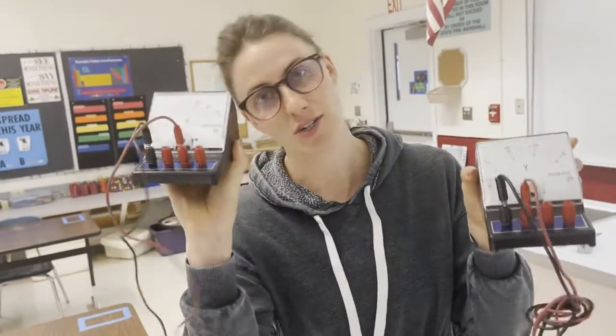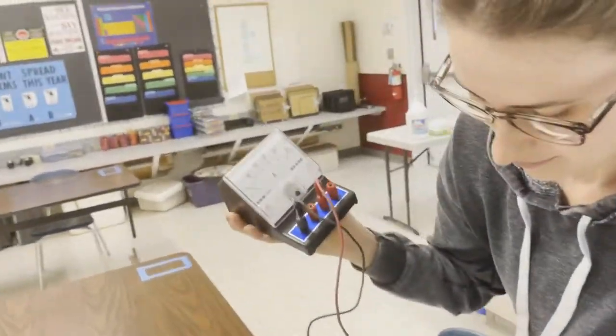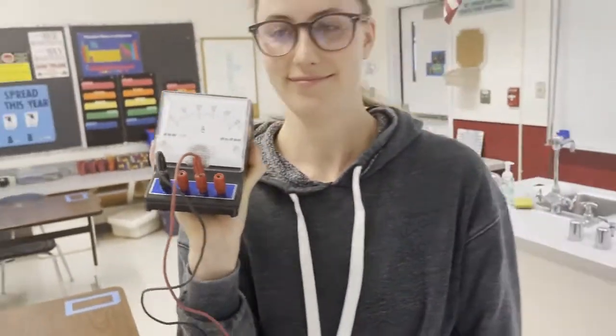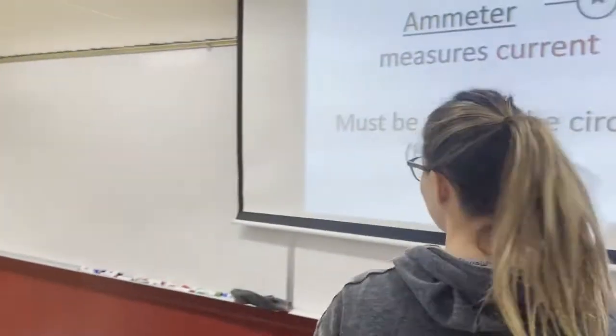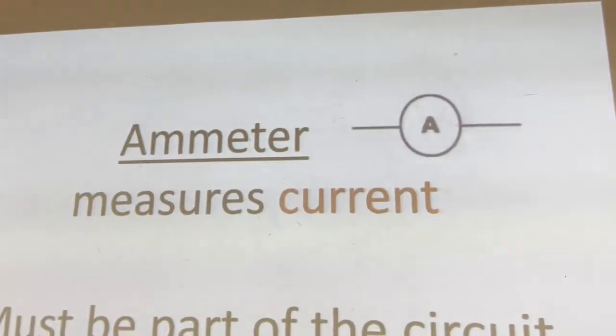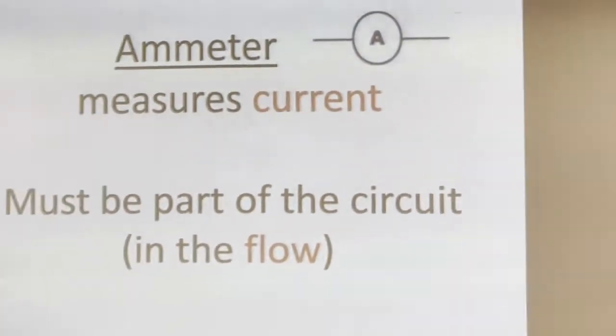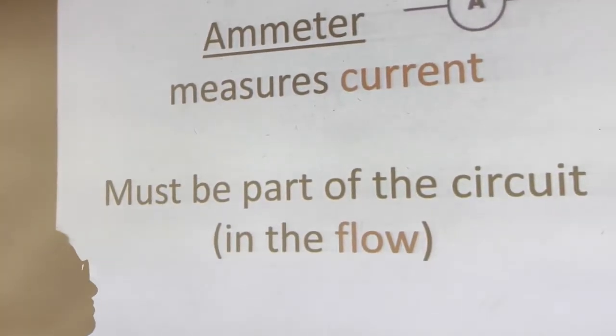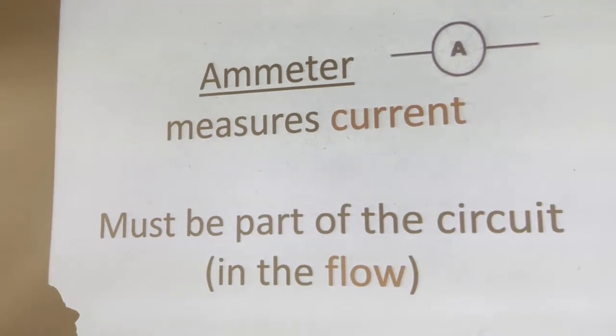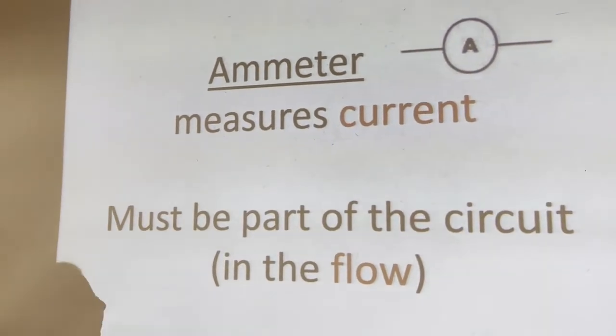Actually, you've seen it. It looks like this, but it measures something different. Do you want to have to draw a picture of this? No, especially a lot of scientists and physicists and electricians who don't have the art skills, so you just make a circle with an A. That's it. Okay, so it must be part of the circuit in the flow. If you're going to measure the flow, it's got to be in the flow.